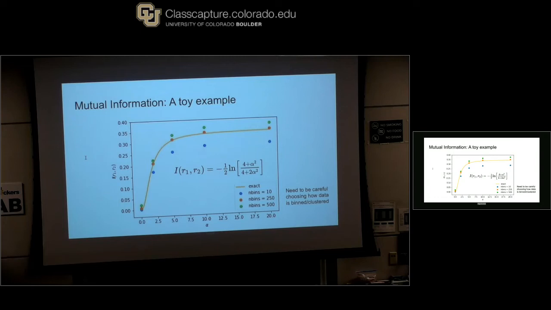The exact answer is the orange curve, and there are a few things to take away. If the coupling is 0, the two distributions are independent, so you get 0 information, and as you increase it, you should get more information out of the system. The points here are what I got from my code to compute the mutual information. Of course, what you find is that there is an issue with how you choose the binning and the clustering. We weren't able to resolve this at the time, but it is something to consider. But you should still see the features.